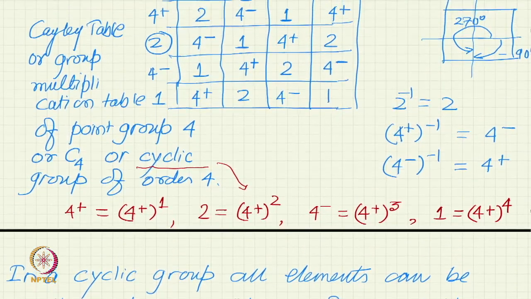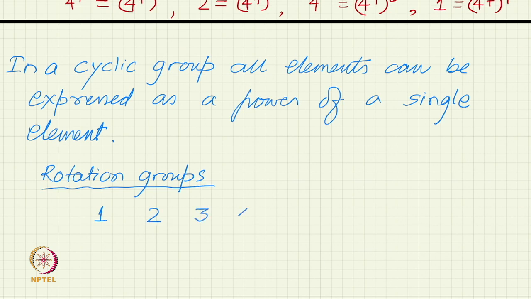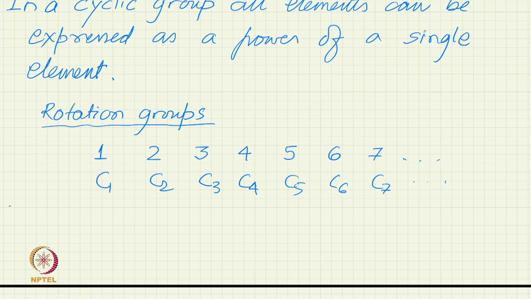So, all the rotations. The possible rotation groups are infinite. You can simply keep writing your integers. All positive integers correspond to a rotation group. And the order of the group is the number of elements in the group. So, that is also the same as the integer.